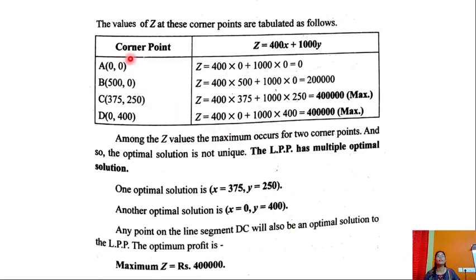So we can tabulate the values for the corner points that we have got, and as we have to maximize this problem, we get two maximum values. So Z value is 4 lakh in two situations. So we have two optimal solutions. One is x is 375 and y is 250, and the second is x is 0 and y is 400.